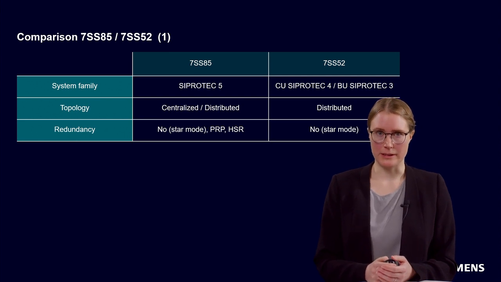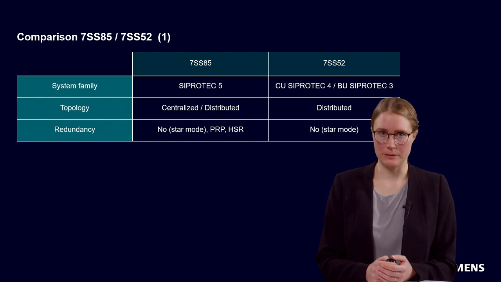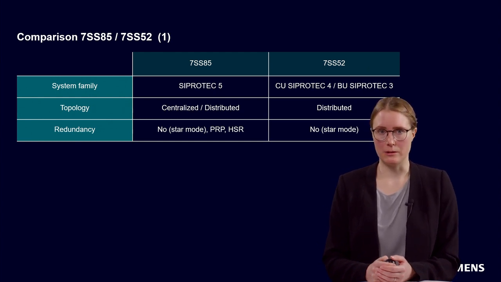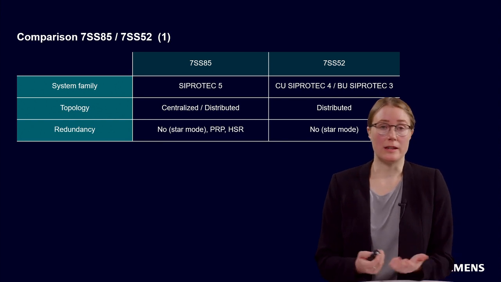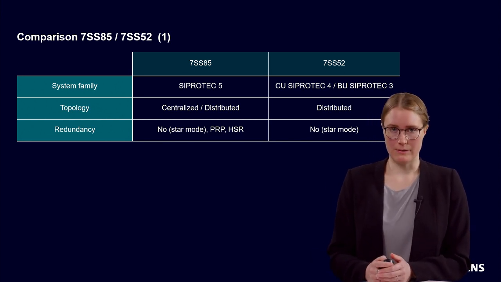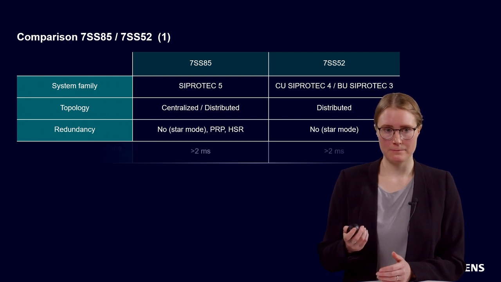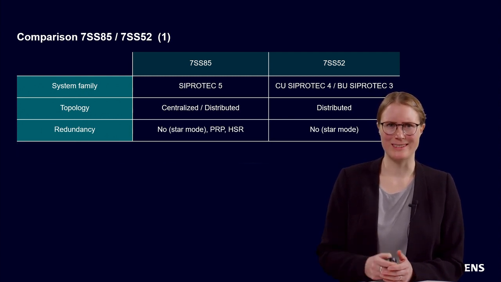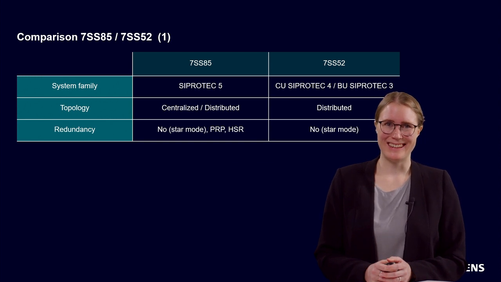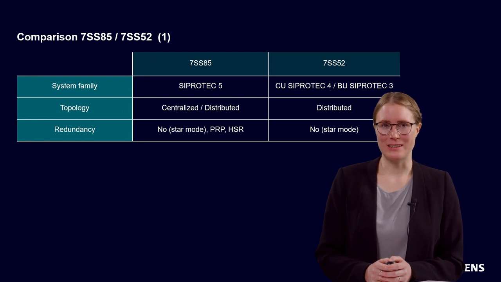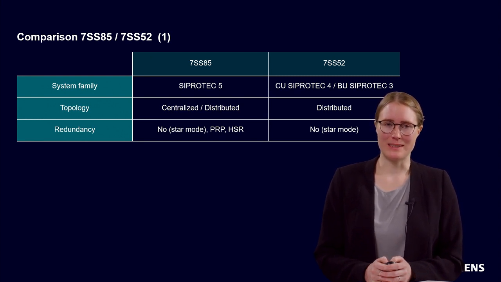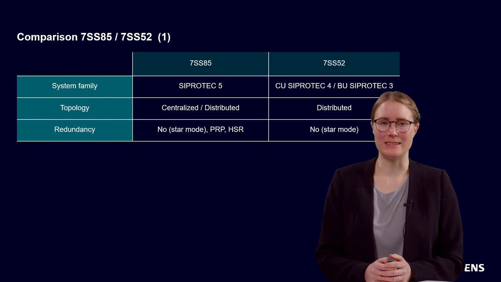If we compare the communication redundancy, we can offer with ZIPROTEC 5 redundancy protocols like PRP or HSR. But you can of course also use star mode without any redundancy. With the 7SS52, the bay units are always connected via star mode to the central unit. The time synchronization is in ZIPROTEC 4 done by the protocol. In ZIPROTEC 5 you can use, since version 9.20, the integrated grandmaster clock. No additional equipment is needed in both cases.